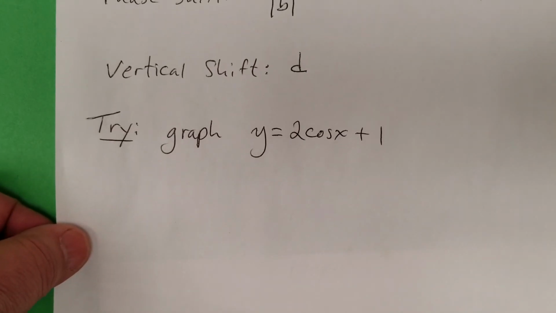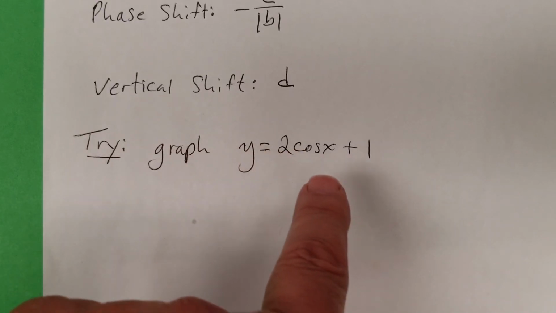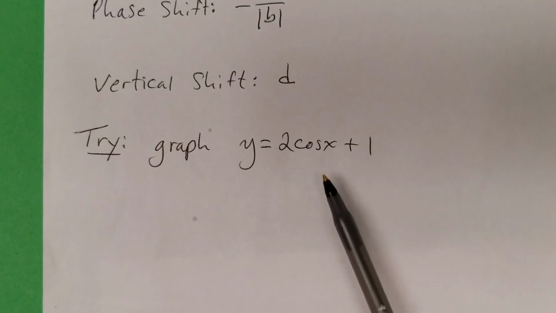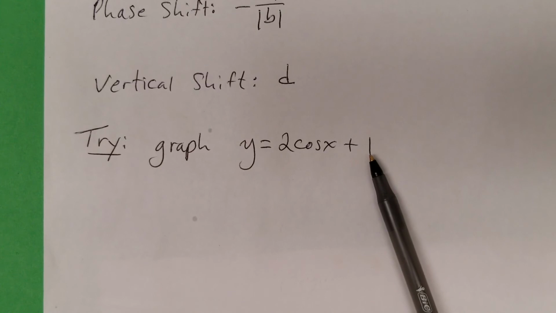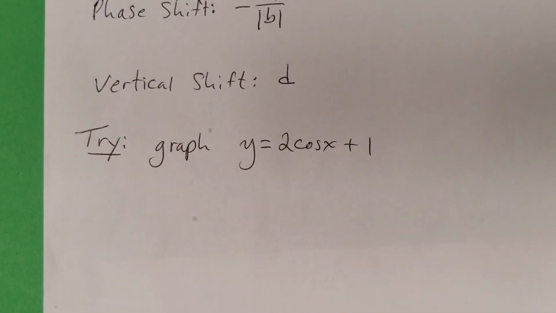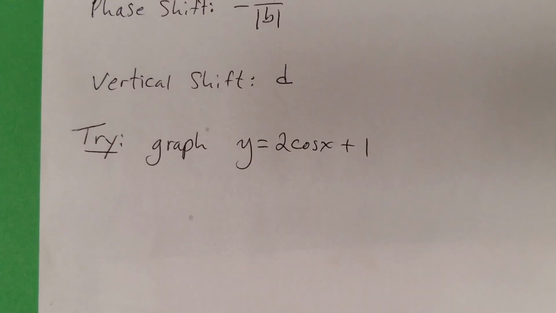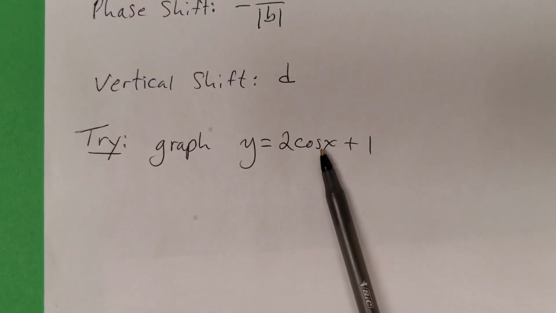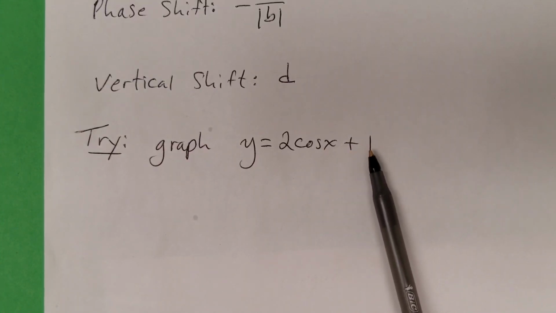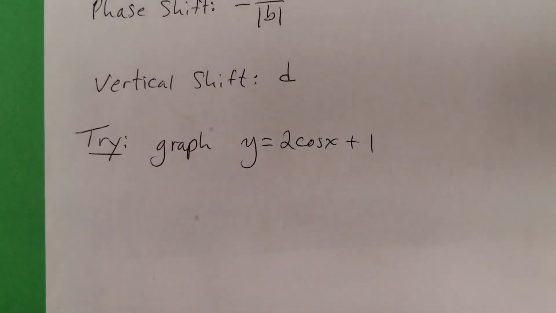So I'll leave you with this one try problem. Try and graph this. So you know what cosine x looks like. Stretch it by 2 and shift it to the right by 1. I'm sorry. Shift it up, not right, up by 1. Okay, this is the D number, right? There is no C number here. There is no B number. This is the D number, so it's shifting up or down. All right? Do the best you can. We'll look at the answer in class. See you. Bye.